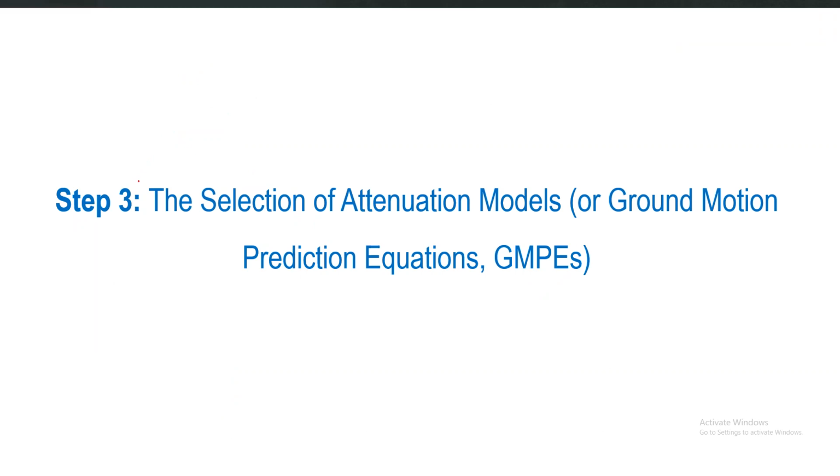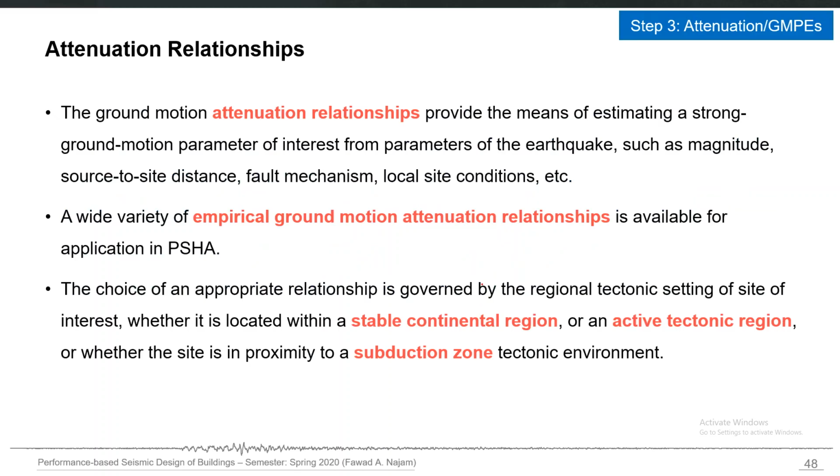The third step, after you construct the magnitude recurrence relationship for all of the seismic sources, is the selection of the ground motion prediction equations or attenuation models. They are the same things, attenuation models or GMPs. And as we have discussed earlier also, they are the relationships which tell us how the ground motion or the hazard parameter, for example the peak ground acceleration, is reducing as we increase the source to site distance.